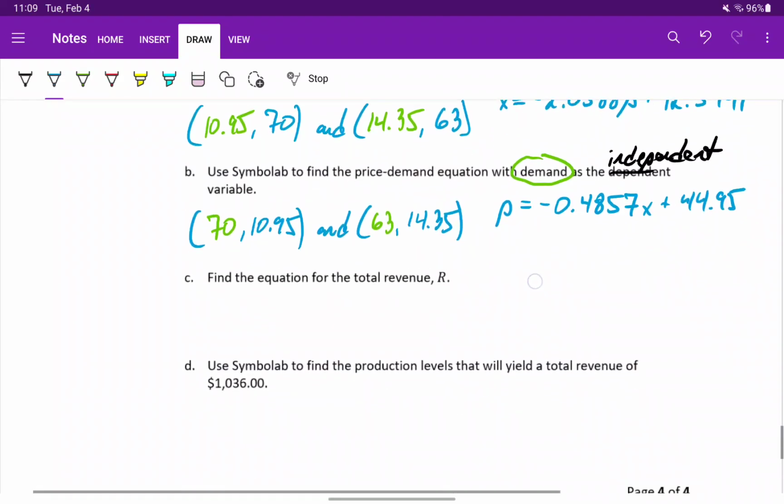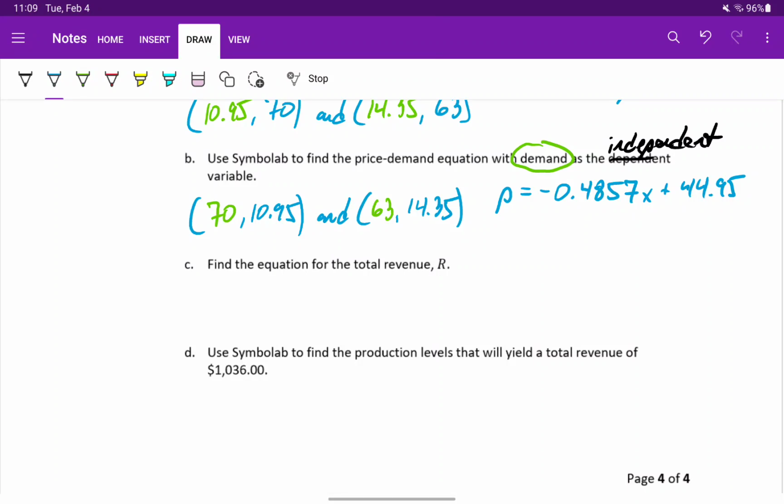In part C, we want to find the equation for total revenue. R will always be equal to the number of units sold times the price per item, or price per unit. That is, how many things did you sell and how much did each thing cost, or how much did you bring in for each sale.